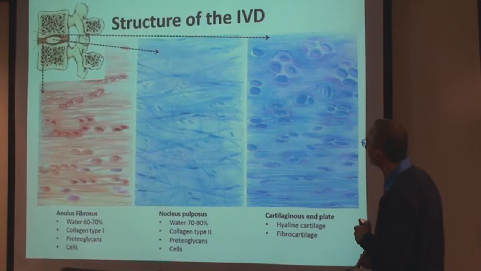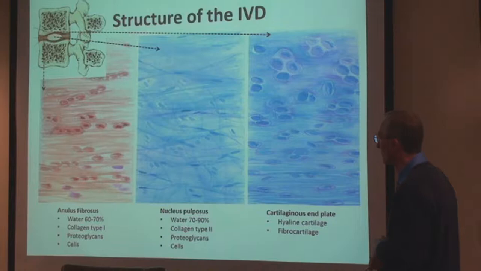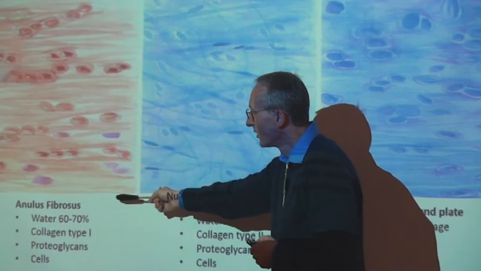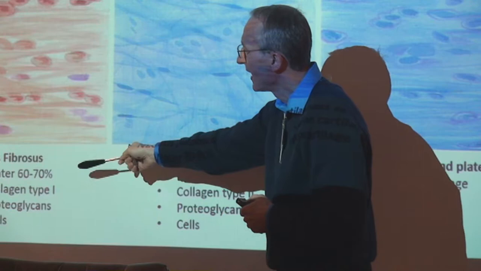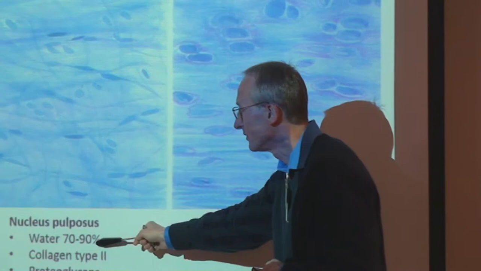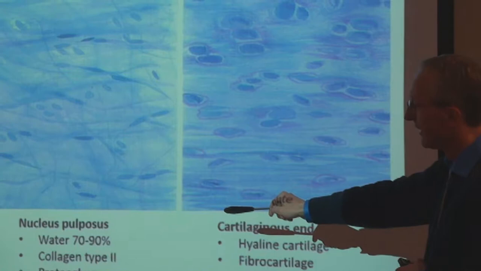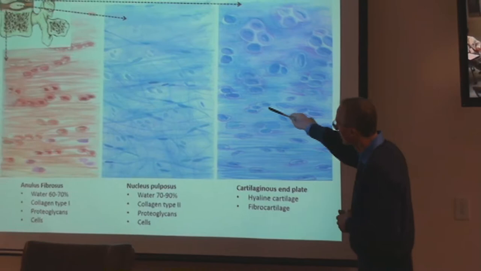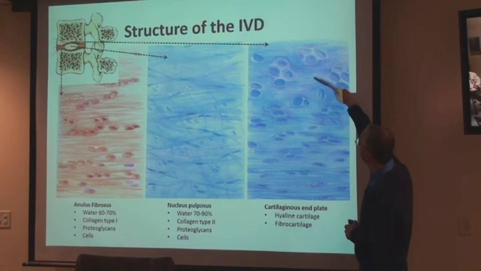Further description of these three components of the intervertebral disc is the following, just very briefly. The annulus fibrosus is mostly composed of strong rope-like collagen type 1 fibers, contains between 60 and 70% water, some proteoglycans, and the cells are mostly fibroblasts. The nucleus pulposus is much more watery. It contains up to 90% water, especially in the young. The collagen is type 2. The proteoglycans and the cells are approximately of the same type. And here we have the cartilaginous end plate that, as I mentioned earlier, has the fibrocartilaginous part that is adjacent to the intervertebral disc and the hyaline cartilage that is next to the vertebral body.